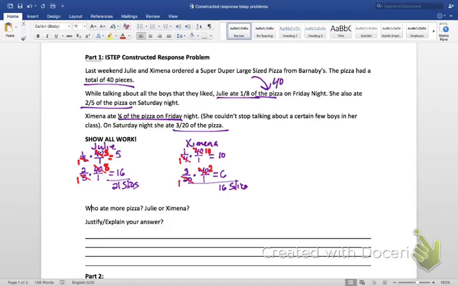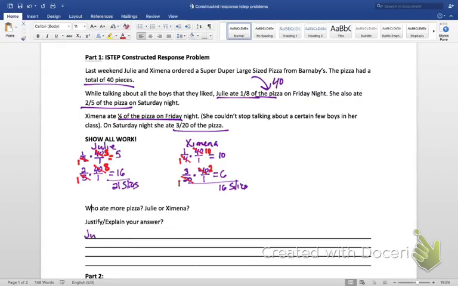So who ate more? Well, it looks like Julie ate more. Julie, you ate more pizza by 5 whole slices. Come on. All right, so who ate more pizza, Julie or Jimena? Well, the answer is Julie. So we have to justify or explain our answer. So when we do that, we want to give some information that says, hey, we've proved it. So how did we prove it?